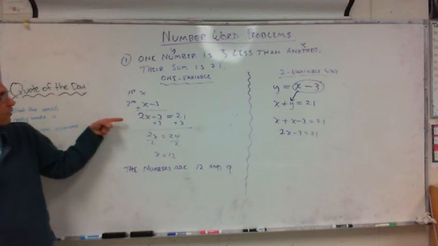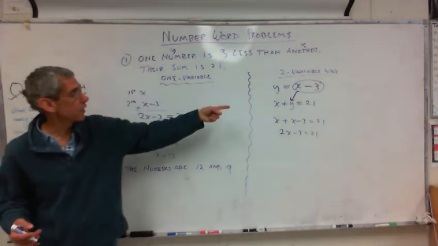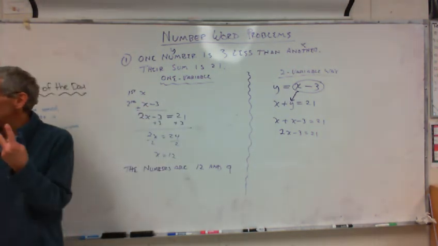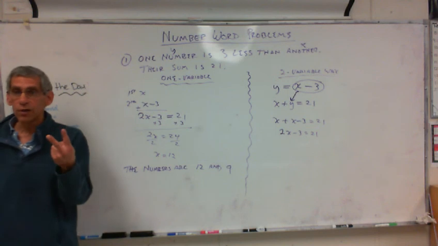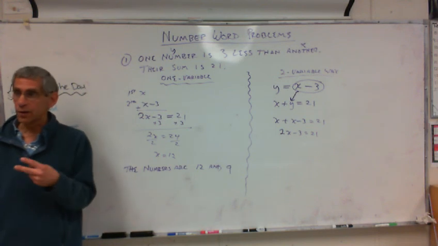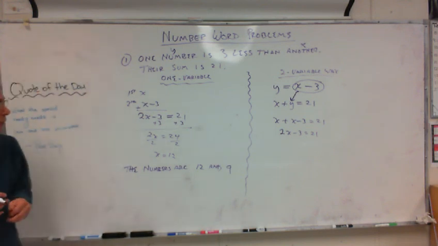One is just using a one variable method. The other is using a two variable method, which means you need two equations. If you have two variables, you have to have two equations to solve it. Right? Remember that? All right. Does that make sense?